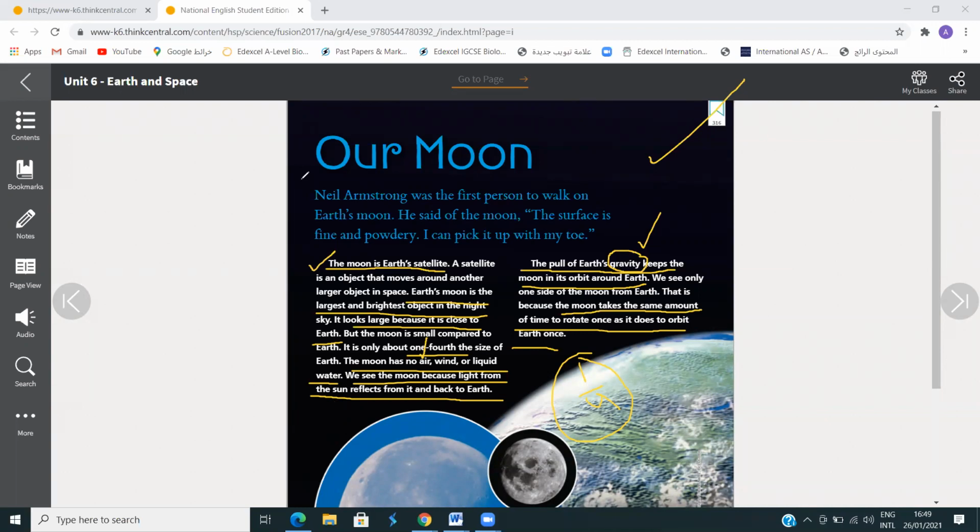Omar Ahmed said. Sulaiman, okay. Another question, Mustafa Umair. How are you, Mustafa? Hello, Mister. Mustafa, where is the pull of the Earth's gravity on the moon in its orbit around the Earth? Does the moon pull the Earth or does the Earth pull the moon?